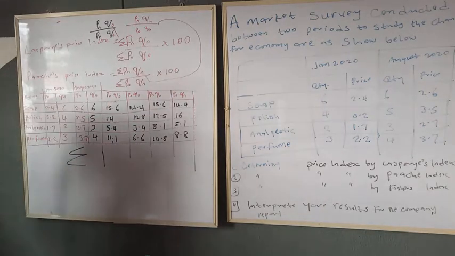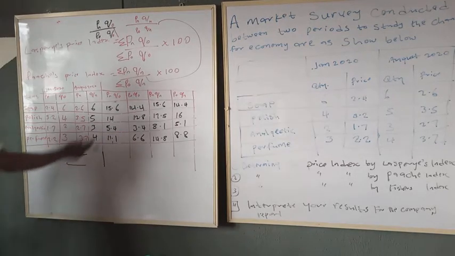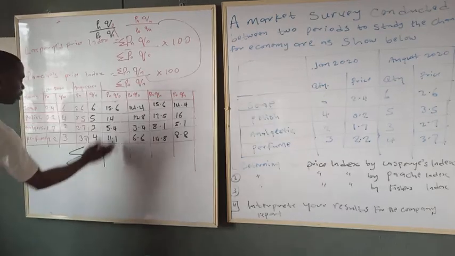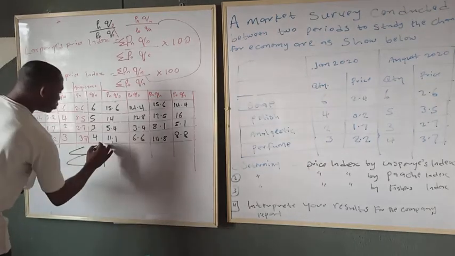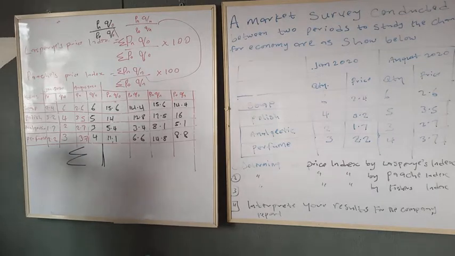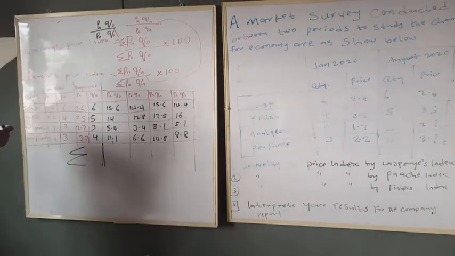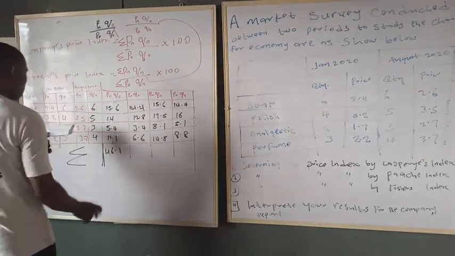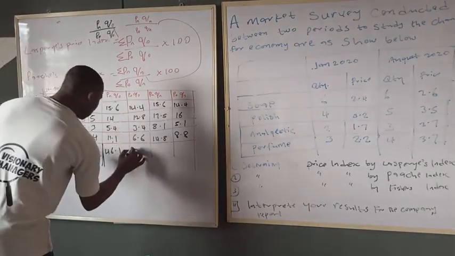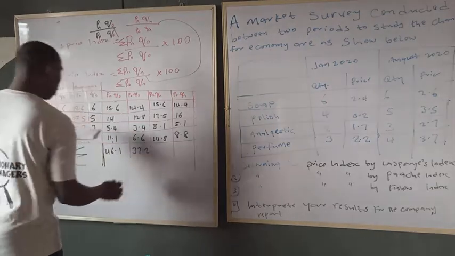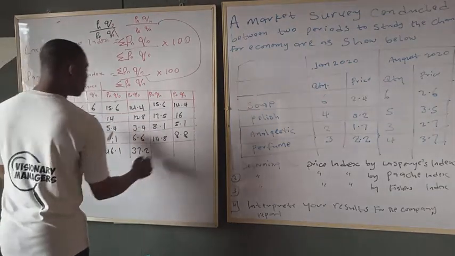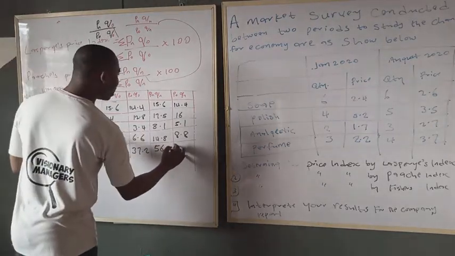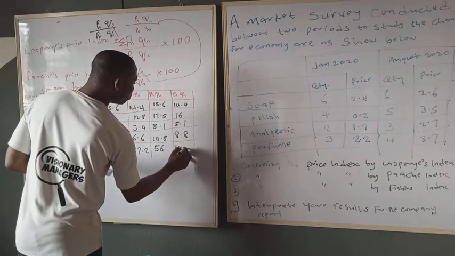Because the formula says the summation of PN QO and PO QO, we have to sum everything to get what we are solving for. So now we do the summation of everything. Summation of our PN QO, when we add everything, we get 46.1. Then when we add PO QO, we get 37.2. Then when we add PN QN, we get 56. Then when we add PO QN, we get 44.3.